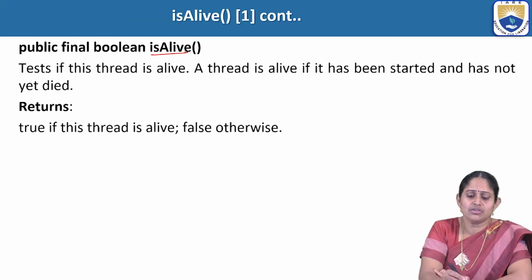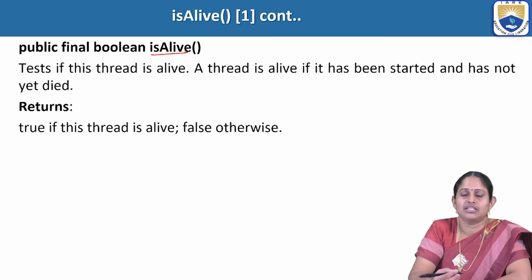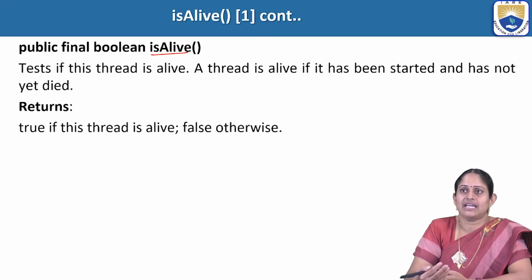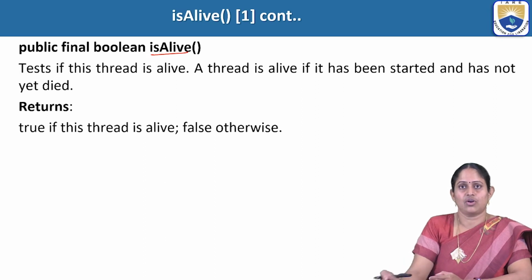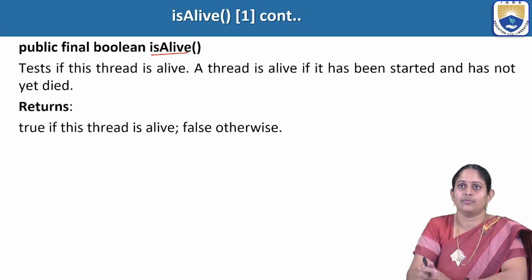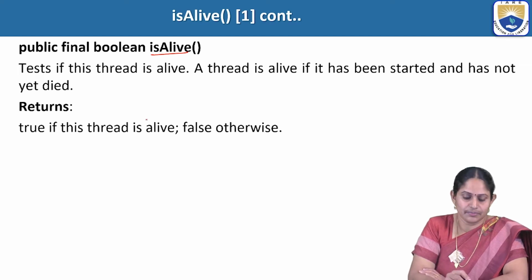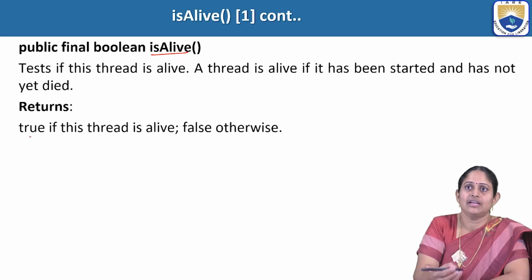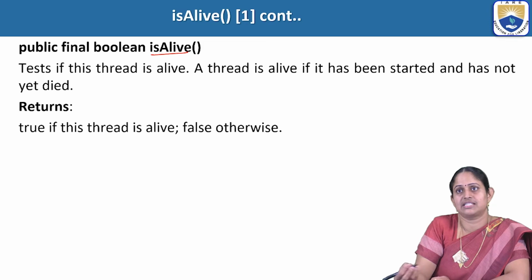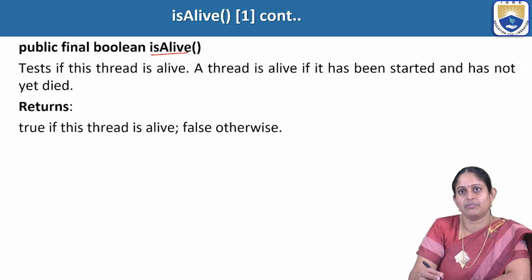So we make use of the isAlive method to check whether the currently executing thread, or any thread, is alive or not. A thread is alive if it has started and has not yet completed its execution. The return value will be true in case that thread is alive, that means it has started its execution. If it has not started the execution, or has completed its execution, then it will return false.